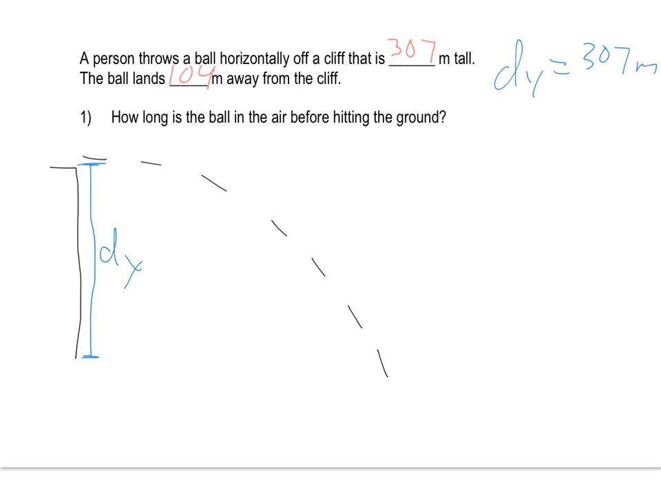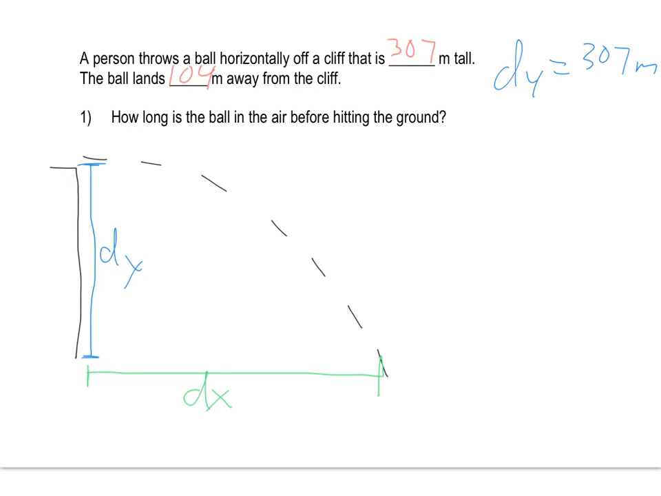The other part is what we call the range. The ball winds up landing some distance away from the cliff. We call that dx. I understand that the ball moves in this arc, but we really don't have any physics equations to measure the length of this arc at this point. So it's much more useful to say this is the base of the cliff, and the ball lands over here. So it's this range, this dx, that we're interested in.